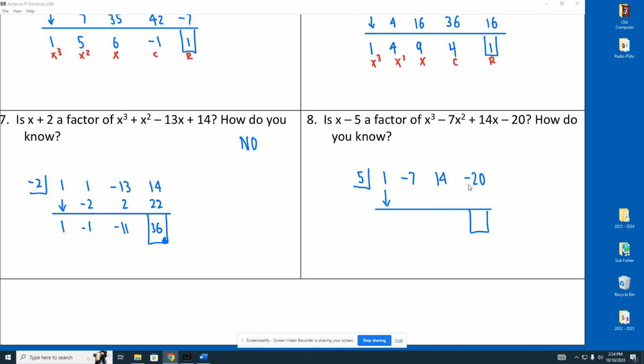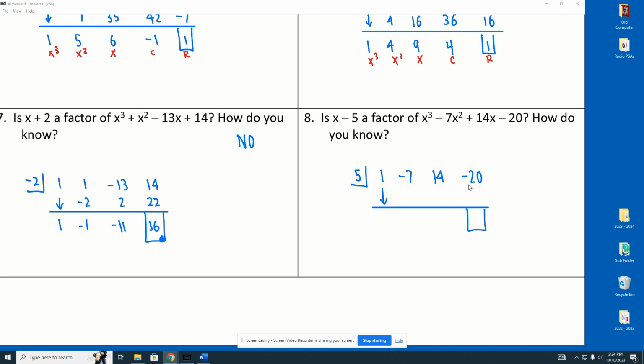But if you look at this one, number 8, 5's in the box. Again, no term got skipped. So we're going to bring down that 1 and start multiply combining. 5 times 1, 5. 5 minus 7 is negative 2. 5 times negative 2 is negative 10. 14 minus 10 is negative 4. And 5 times negative 4 is, wait, what did I do wrong? I did something wrong here.